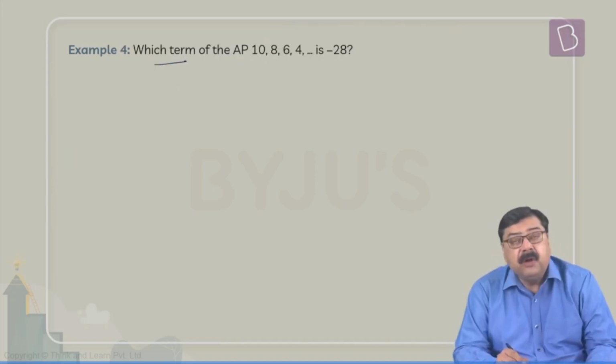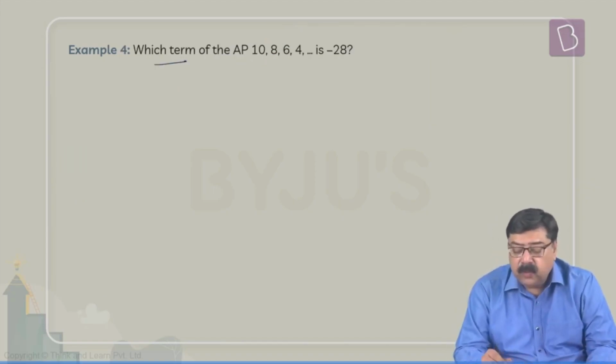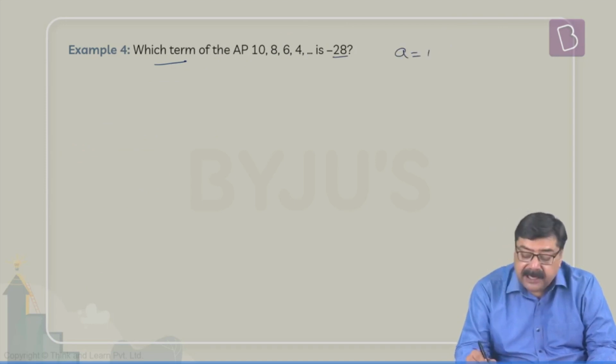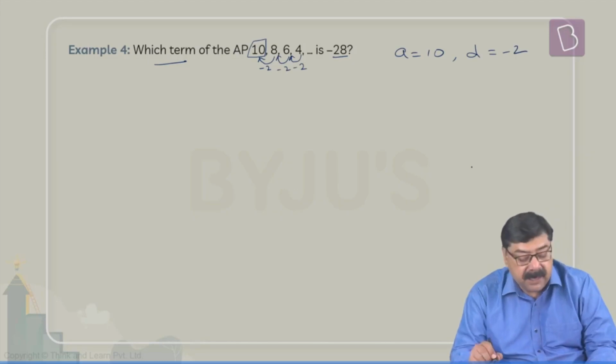Now which term of the AP 10, 8, 6, 4 and so on is minus 28? Now here the value of A is 10, that is the first term. Then 8 minus 10 is minus 2. 6 minus 8 is minus 2. 4 minus 6 is minus 2. So the value of D here happens to be minus 2.